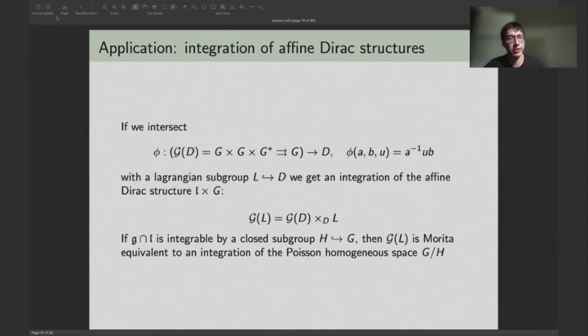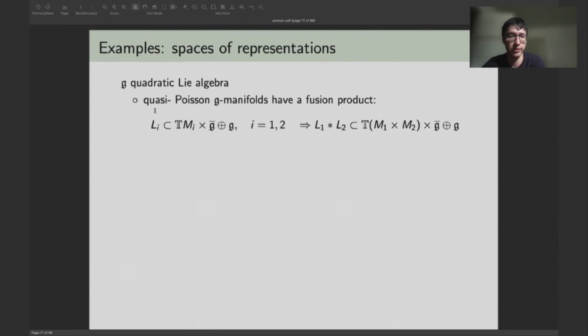So this example was about Poisson actions of Poisson groups. But what about quasi-Poisson manifolds? For quasi-Poisson manifolds, first of all, we have a nice operation, which is the fusion of quasi-Poisson G manifolds.